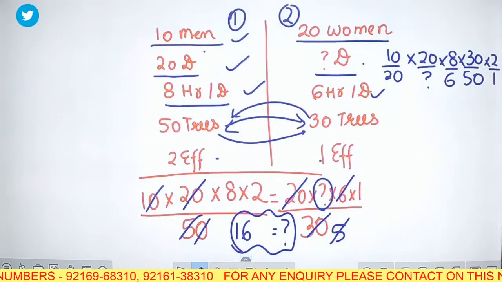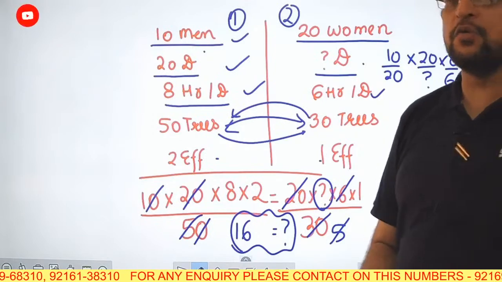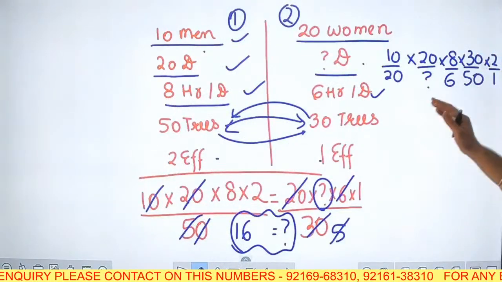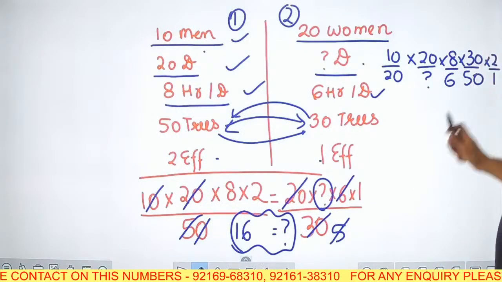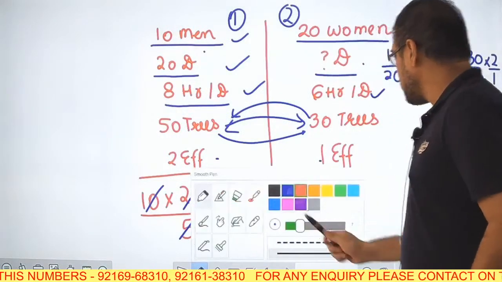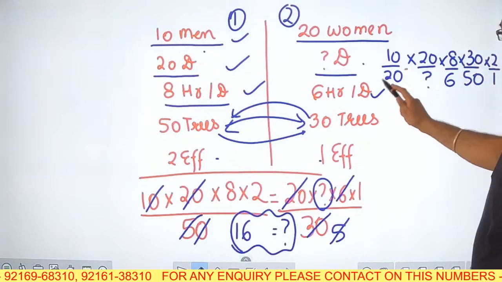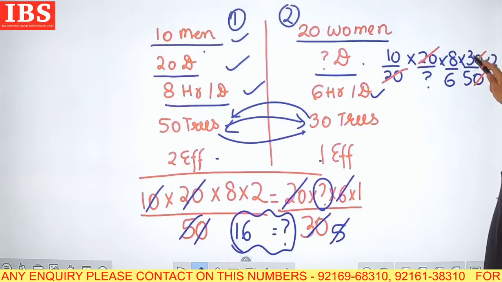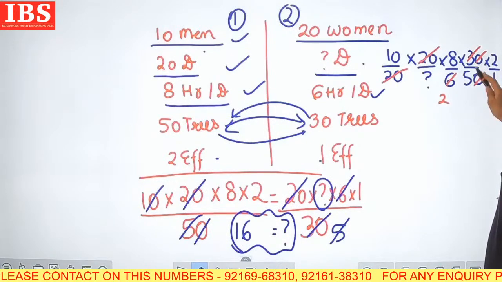The only thing that we need to invert is the work done. Rest all remains the same. The work done you need to invert. Now we need to cancel. 20 and 20 go, this 0 and 0 go. 3 2s are 6 goes. 5 2s are 10 goes.